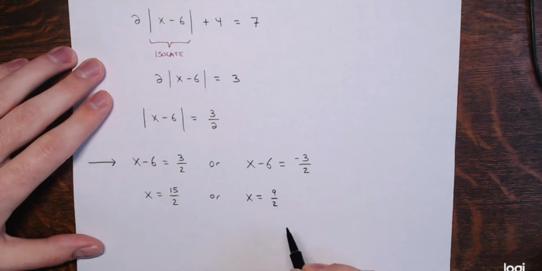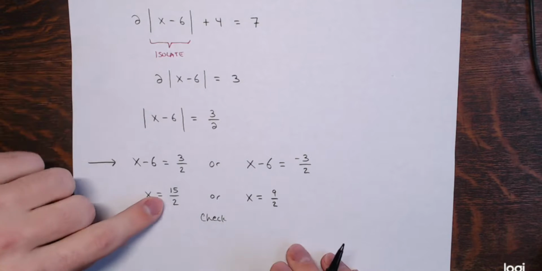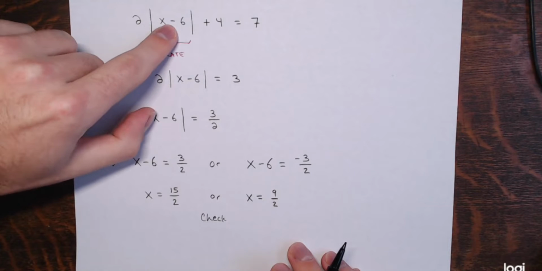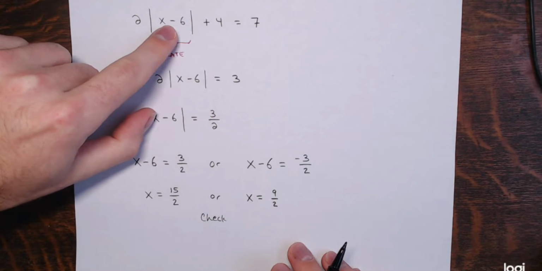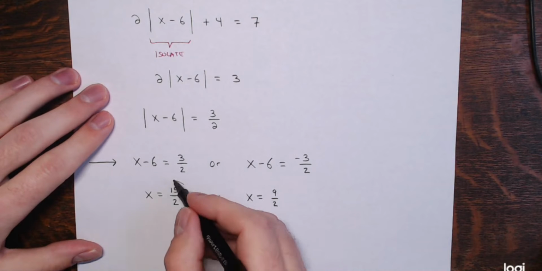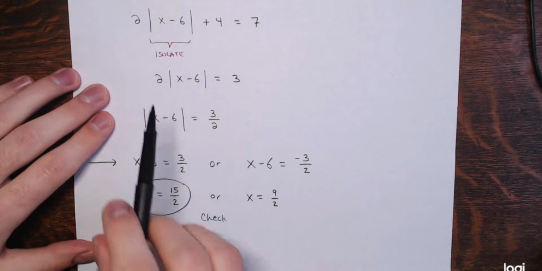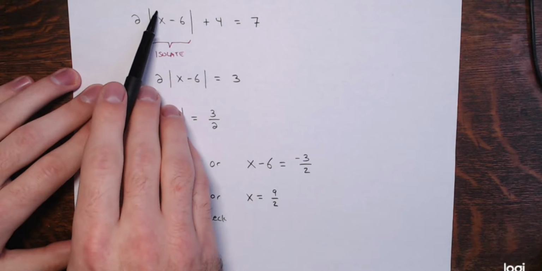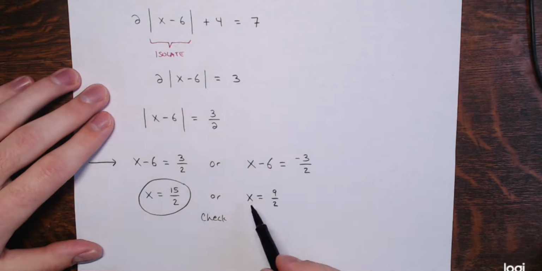Then check them. I'm going to go back to the original. When x is 15 halves, 15 halves minus 6 would be 3 halves. The absolute value of 3 halves is 3 halves, times 2 is 3, plus 4 is 7. So this works. When x is 9 halves, 9 halves minus 12 halves is negative 3 halves. The absolute value of negative 3 halves is positive 3 halves, times 2 is 3, plus 4 is 7. Works as well.